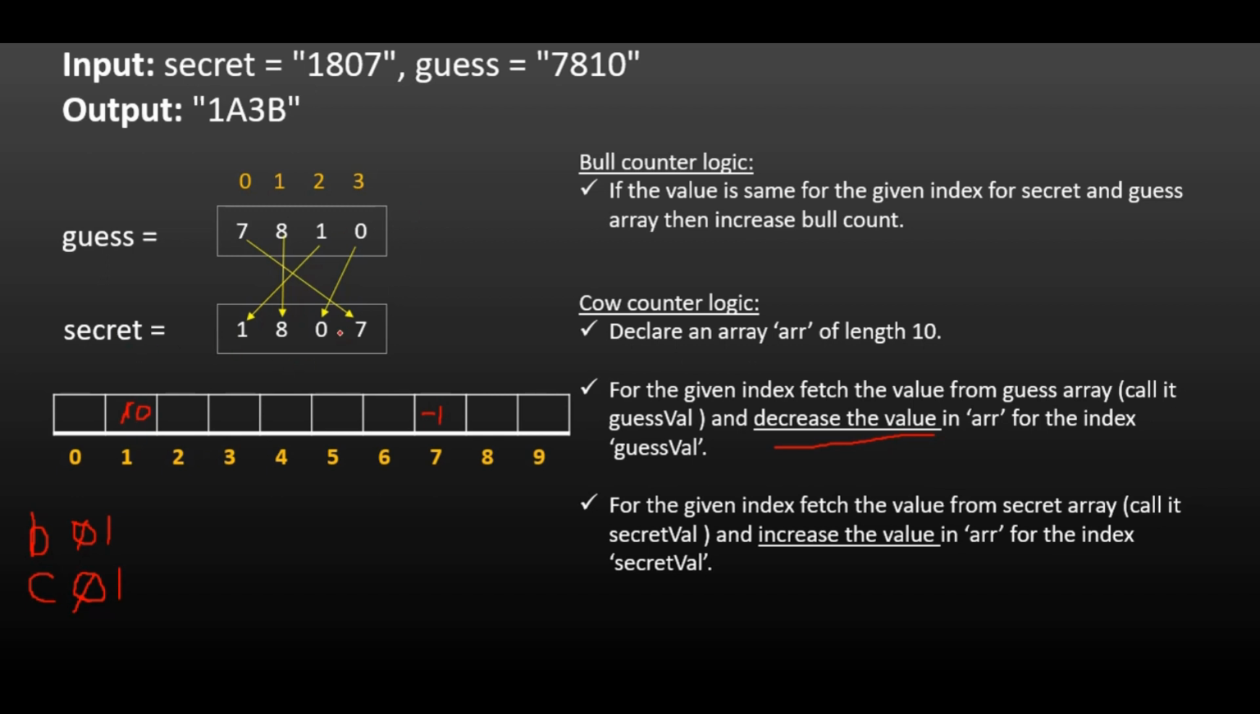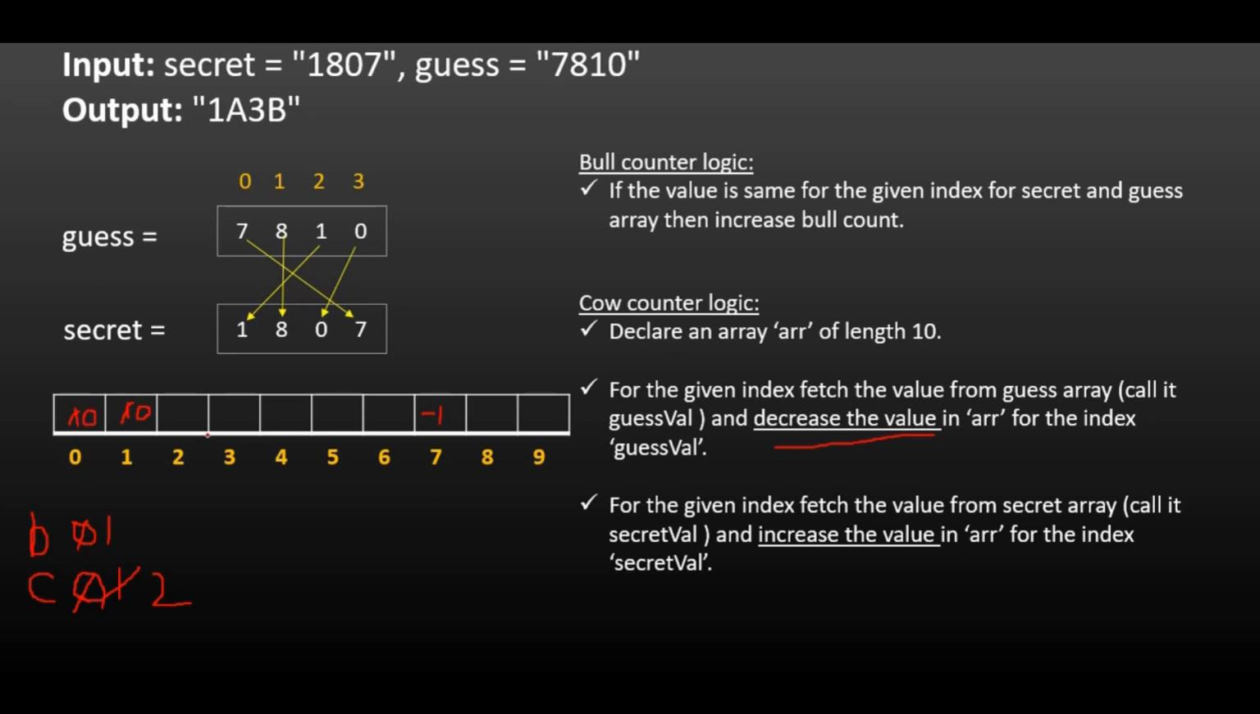Okay, similarly for the second index, the value in secret is 0. I will go to the 0th index and I will increase it by 1, so it is 1. Then I will go to the third index, right. For the third index, the guess value is 0. I will go to the 0th index in my array. I will check if it is greater than 0. It is greater than 0. So I will increment the cow counter by 1, which will become 2, and here I will decrement the value. So now it will become 0.